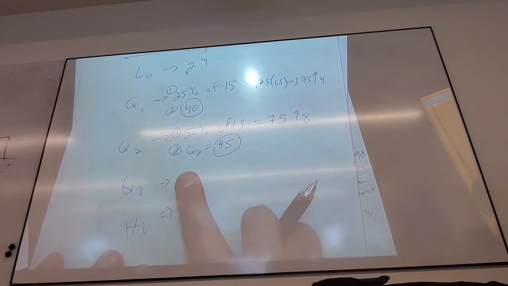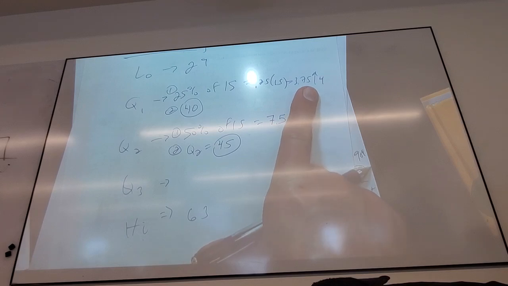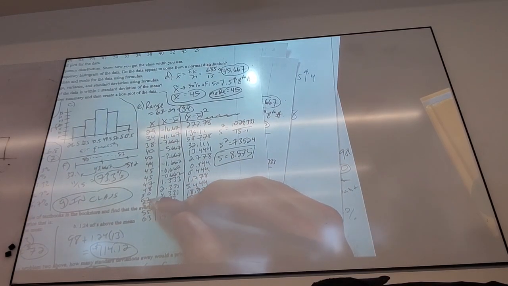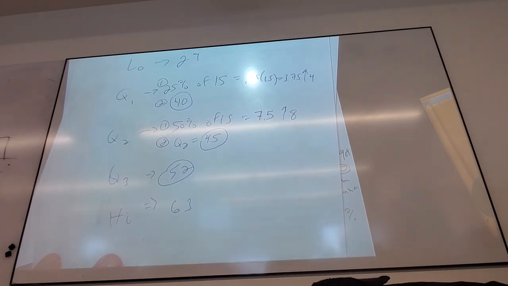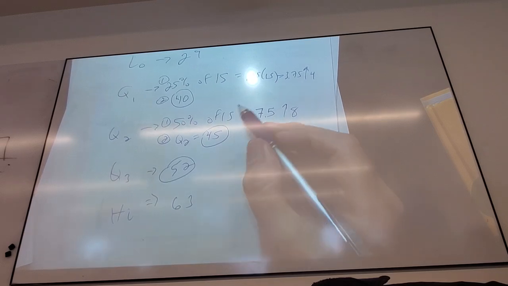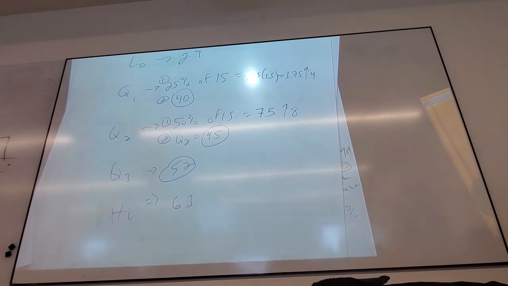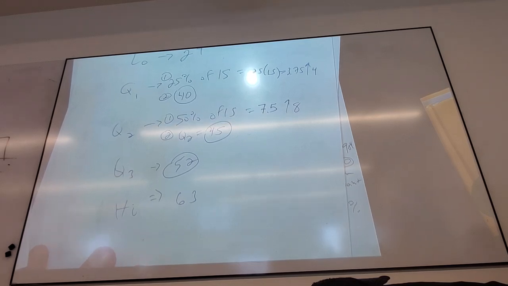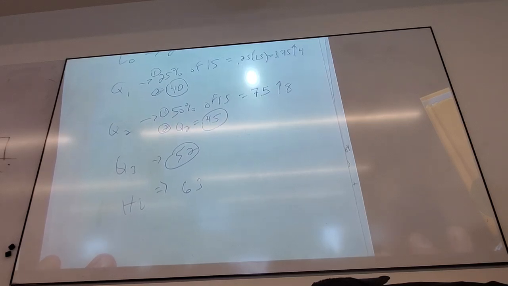And then Q3, I could do the same thing. I could do 75% of 15 and do all the same work. Or I could just go, oh, I stepped 4 in from the bottom for Q1, so I step 4 in, 1, 2, 3, 4, from the top for Q3, because they're symmetric. The IQR is the third minus the first, Q3 minus Q1. So it's 12 in this case. I don't see the answer on here, but I could be wrong.